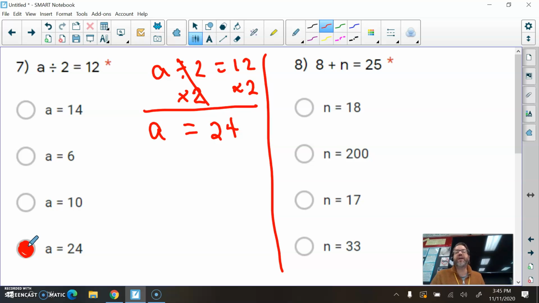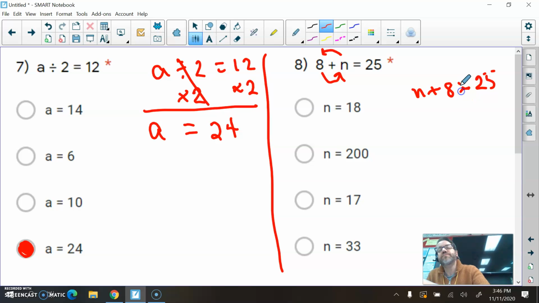All right, number 8, I have 8 plus n equals 25. Now, you could solve it the way it's written. You know, 8 is being added to n, so we could undo this by subtracting 8. But it might make more sense to some of you if I reverse these two values, using the commutative property for addition, and just write n plus 8 equals 25. Okay, and then it's a little easier to see.